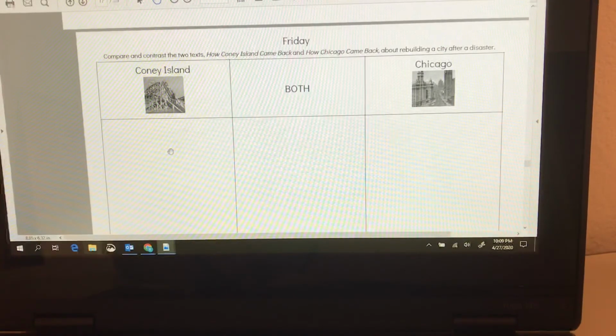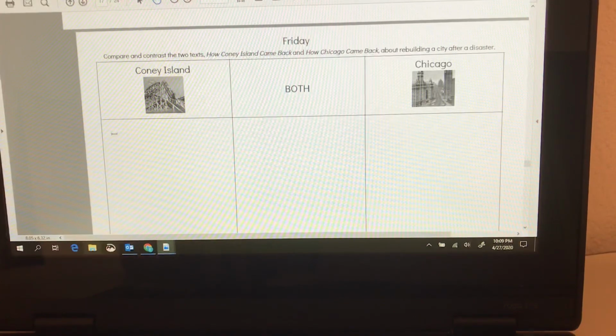You are going to write in your 3-column chart and take a picture of it, send it to your teacher, and compare the two texts, how Coney Island came back and how Chicago came back, and tell me how they're similar in the middle, how they're different. So what did you learn about Coney Island here? What did you learn about Chicago here? But what was something similar about both of them in the middle?